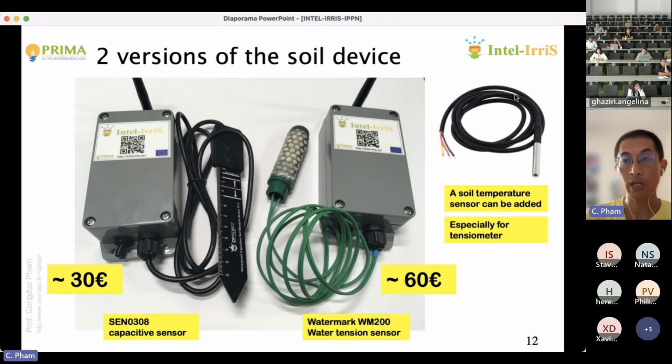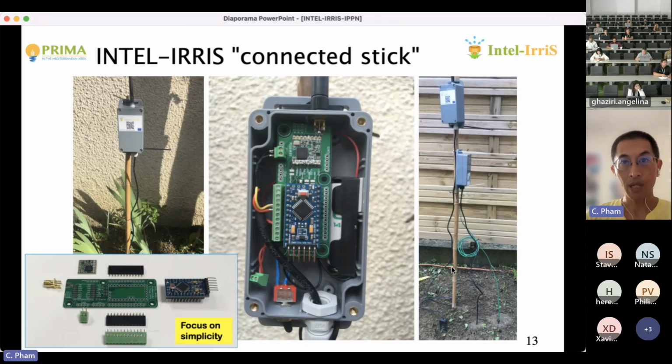So we usually have a soil temperature sensor with a tensiometer, which is not the case with the capacitive sensors. So you can see the prices here. It ranges from 30 euros to 60 euros only for the devices. And then, of course, we do have the gateways. And I'm going to talk about the gateways later on.